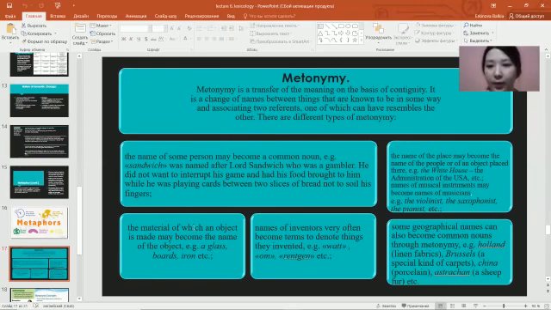The name of the place may become the name of the people or of an object placed there. For example, the White House, the administration of the USA, etc. Some geographical names can also become common nouns through metonymy. For example, Holland is linen fabrics, Brussels a special kind of carpets, China porcelain, and so on.